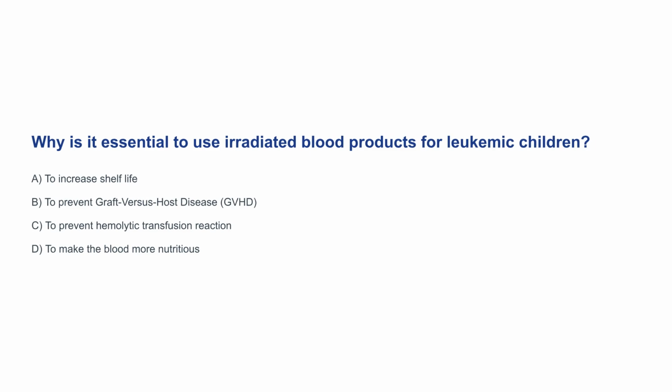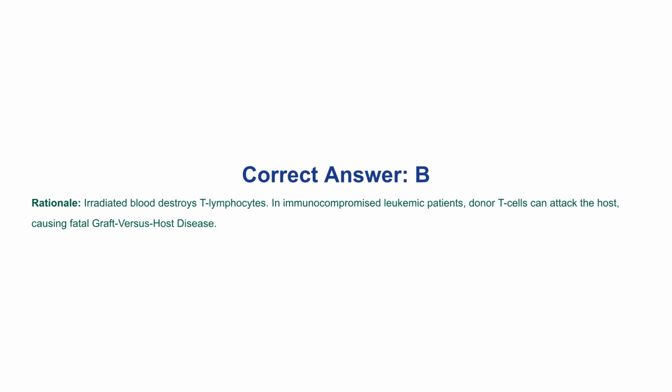Why is it essential to use irradiated blood products for leukemic children? The correct answer is B. Irradiated blood destroys T lymphocytes. This prevents fatal graft versus host disease, which occurs when donor T cells attack an immunocompromised host.